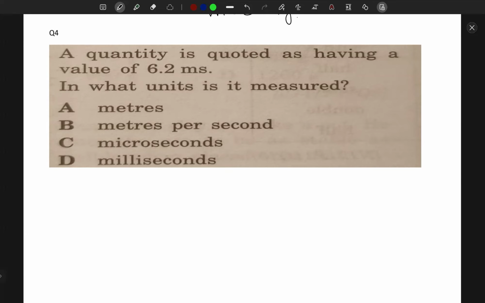I think B. You think B, which is meters per second. I think it's D. Okay, it's D. All right, so we have B and we have D. Okay, so the person who said B, why do you think it's B?